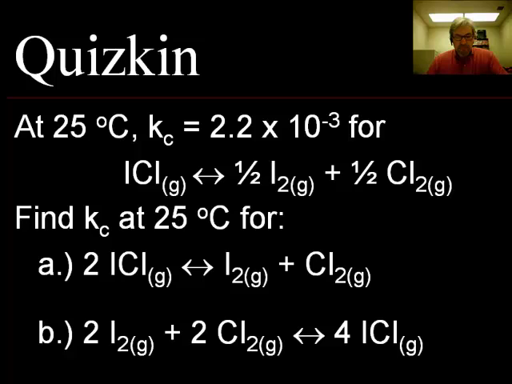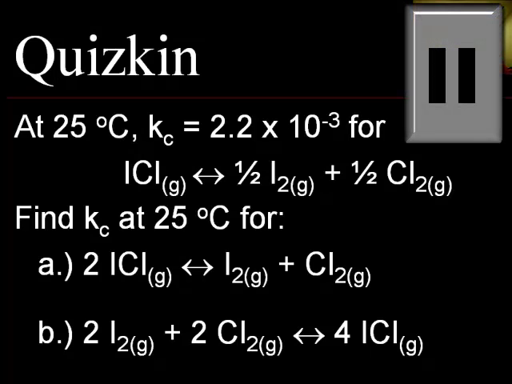Here's the next quiz-kin question. It says at 25 degrees C, Kc is 2.2 times 10 to the minus third for 1 ICl gas decomposing to 1/2 I2 and 1/2 Cl2 gas. We're supposed to find Kc at the same temperature for 2 ICl decomposing to 1 I2 and 2 Cl2s. Stop the video and give this a try, and I'll bring you an answer and then a solution.